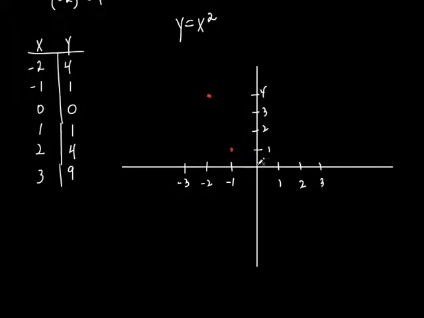Put a 0 in there. 0, 0. Put a 1 in there. 1, 1. Put a 2, 2, 4. Looks like that. You can put other numbers in there. Watch, if I put a 3, look what we're going to do. We're going to go way up here to 9. Everybody see that? If I put a -3, you're going to go way up here to +9.